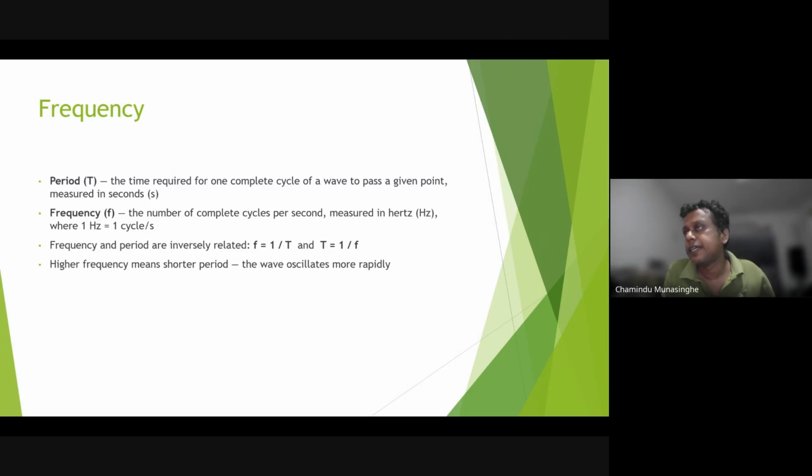So this slide gives you a bit about the frequency. The period is the time required for one complete cycle, right? So frequency is the number of complete cycles per second, measured in hertz. Frequency and period are inversely related. Frequency is 1 over t and t is 1 over f. I think this is pretty straightforward, I don't think we need to dwell a lot on this. And higher frequencies mean a shorter period, right? As the frequency goes high, the period decreases.